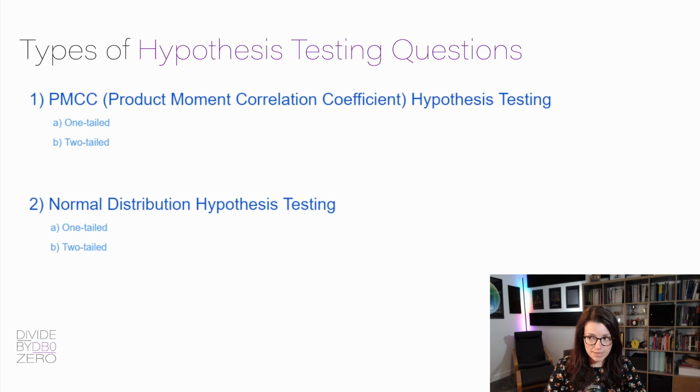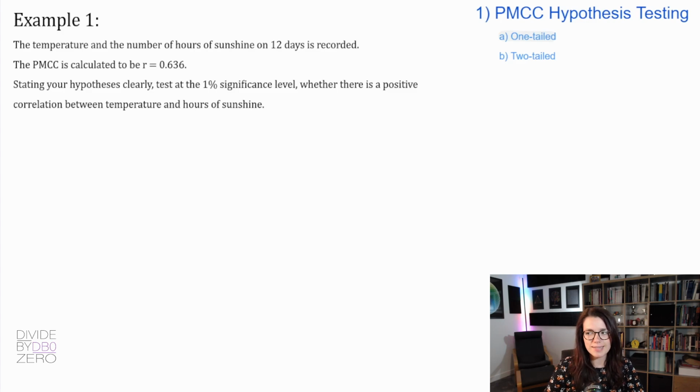You could be asked about the PMCC, and that could be a one-tailed or a two-tailed test. Or you could be asked about the normal distribution, again one-tailed versus two-tailed. As a reminder, one-tailed tests involve less than or greater than inequalities, and two-tailed tests involve the not equals to symbol. Let's start with a PMCC hypothesis testing question, and this is going to be a one-tailed one.